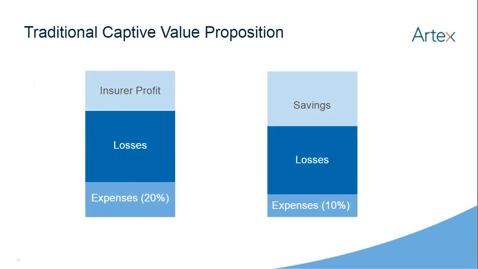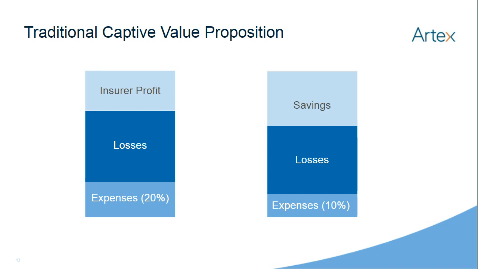In the traditional captive model, this is what we look at on the left-hand side. If I'm paying an insurance company a premium, it's broken down into roughly a scenario like this, where they're looking at your losses or your potential for losses that they would pay, and that's the bulk of the premium. But in addition to that, they have expenses related to policy issuance, premium taxes, claims administration, and all of those things that can add up.